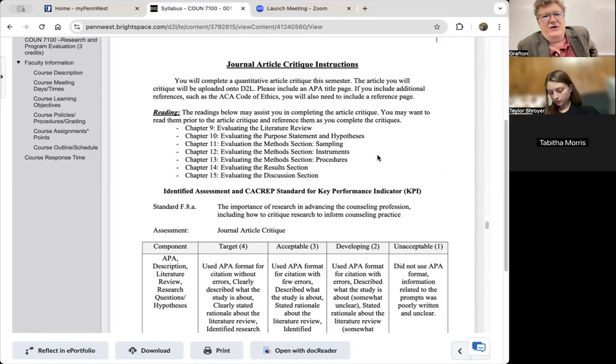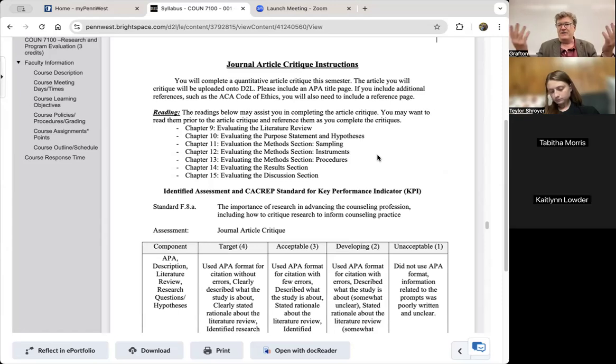And include an APA title page. You might want to include other references, but you don't have to. The article that you're critiquing can be your only reference for this paper. But you're going to have a title page, you're going to have a reference page. The reference page is going to be this article, whatever you critique. So it's pretty straightforward, just one article.